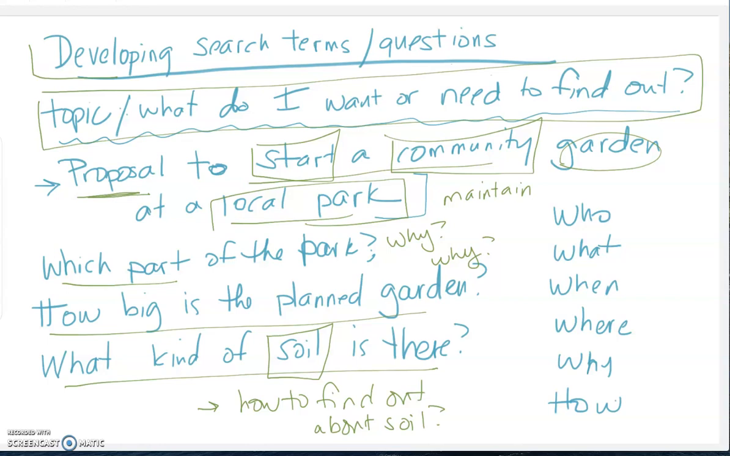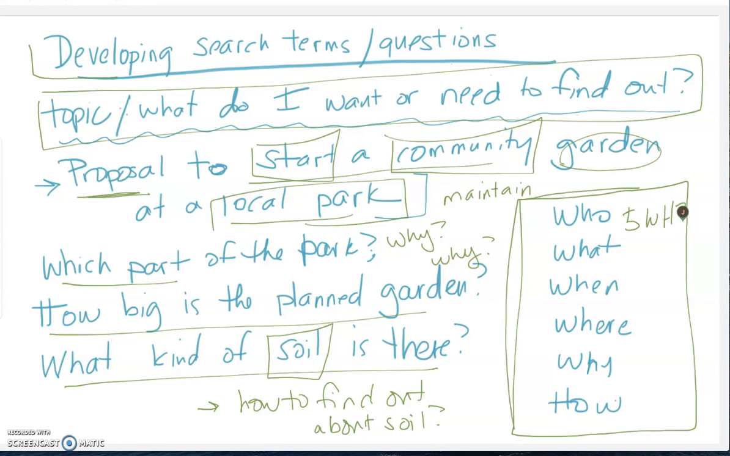But before I get too far along here, I'm going to draw attention to these lists of questions over here on the side. These are the 5WH questions, and a lot of us remember those from elementary school, junior high: who, what, when, where, why, and how.